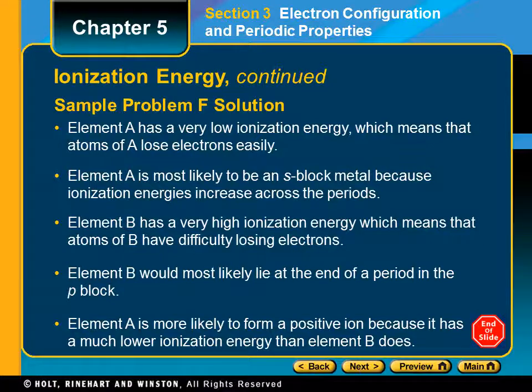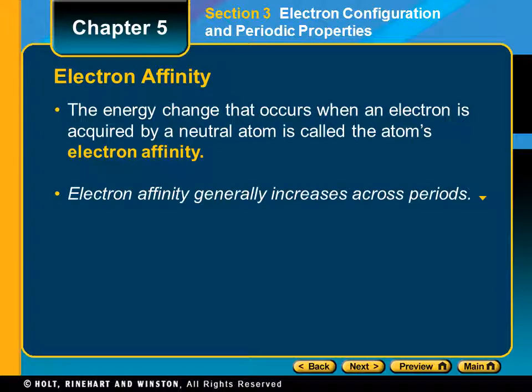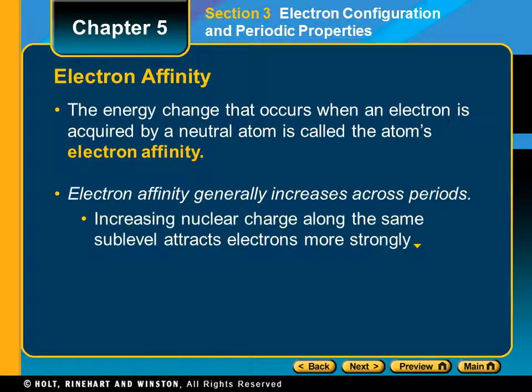B does. Alright, let's talk about electron affinity now. The energy change that occurs when an electron is acquired by a neutral atom is called the atom's electron affinity. Electron affinity generally increases across periods. So this again, as you go left to right. Increasing nuclear charge along the same sublevel attracts electrons more strongly.